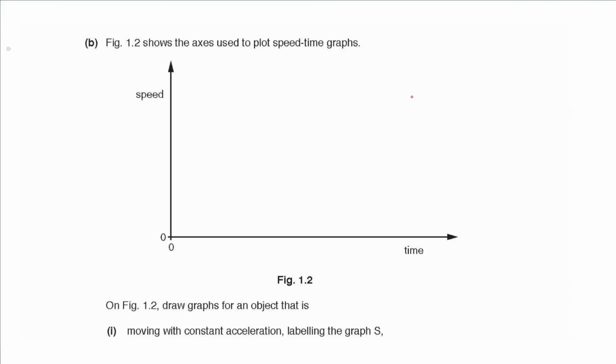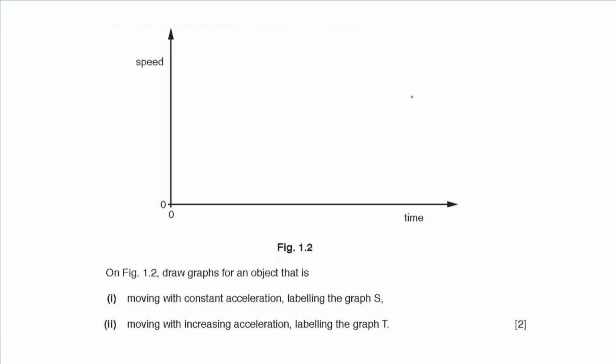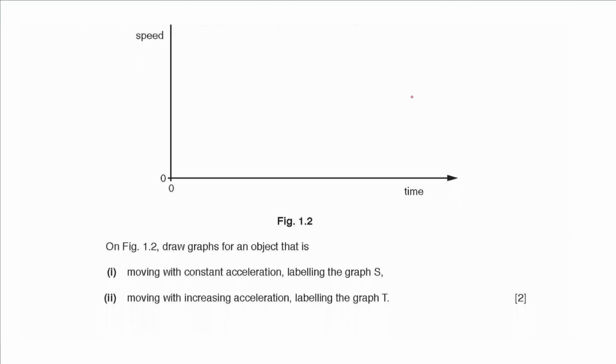Part B says Figure 1.2 shows the axes used to plot a speed-time graph. On Figure 1.2, draw graphs for an object that is moving with constant acceleration and label this graph S, and another one moving with increasing acceleration and label this graph T.